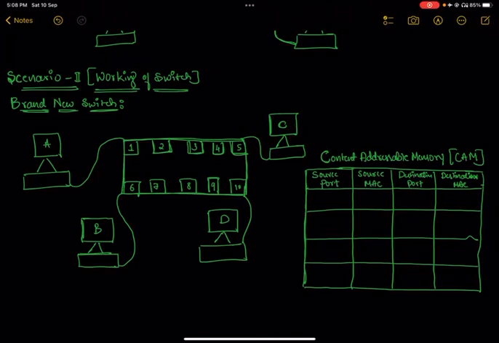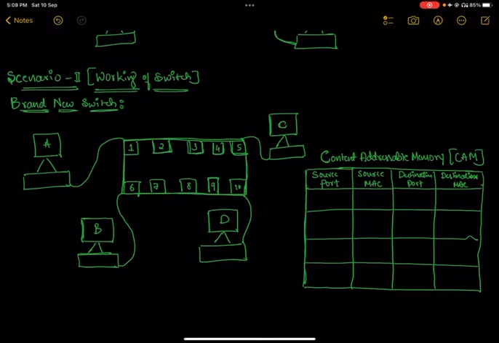So we already know that a hub is not an intelligent device, it's a dumb device, it just broadcasts the packets except the incoming one. So now let's talk about the switch. The scenario I have taken here is to first make you understand how a brand new switch works. Let's say I have gone to the market, bought a switch, and connected all my systems to it, and we'll start from there and try to understand how a switch works.